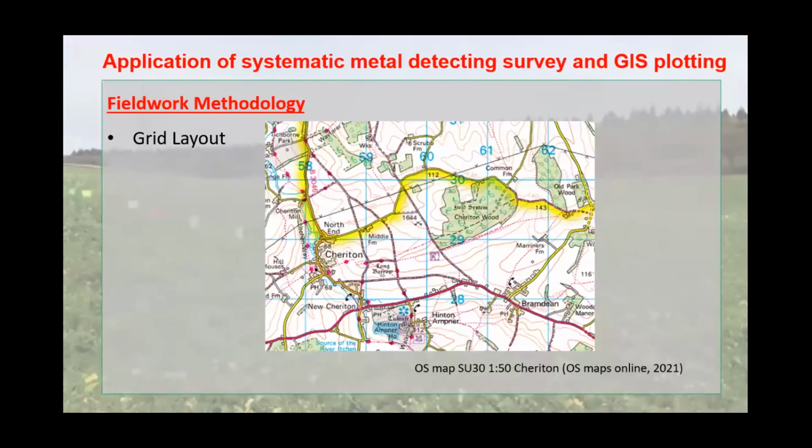Fieldwork methodology, grid layout. The first survey section was undertaken on the western boundary, running in transit north to south across the entire width of Upper Cale Downfield. The width of the transits was set at 2.5 metres based on optimum coverage, as developed by work undertaken by Glenford at Bosworth Field. 2.5 metre transits accurately executed gave a sample coverage of approximately 80% of the total area. This was the highest level of coverage generally undertaken.